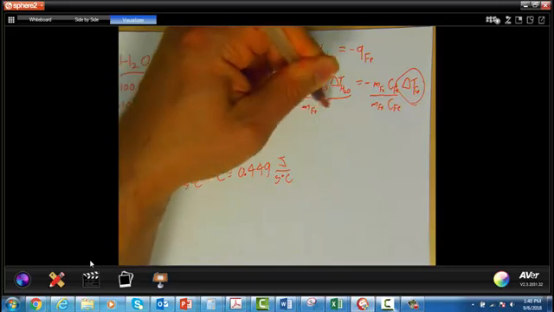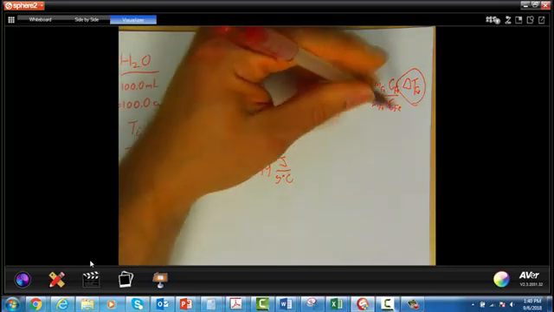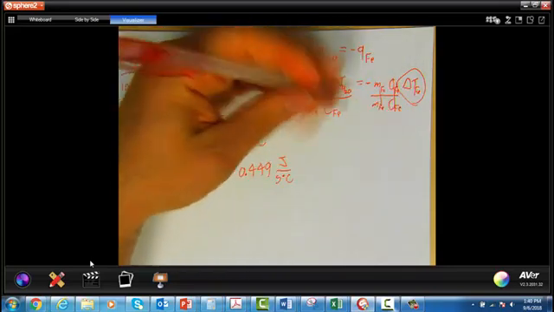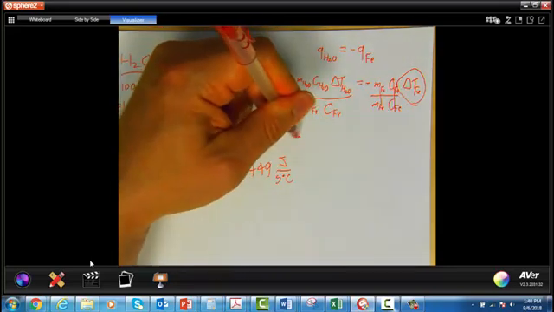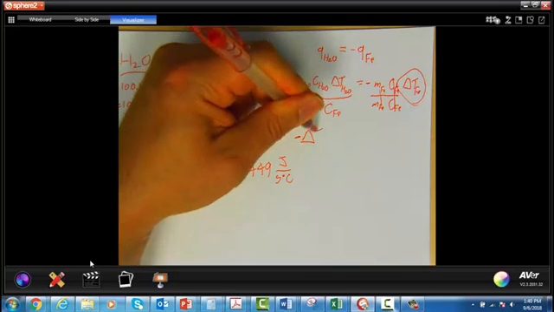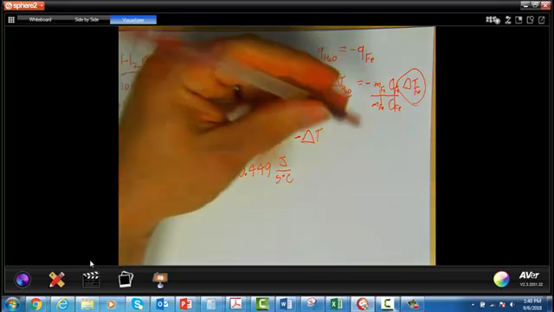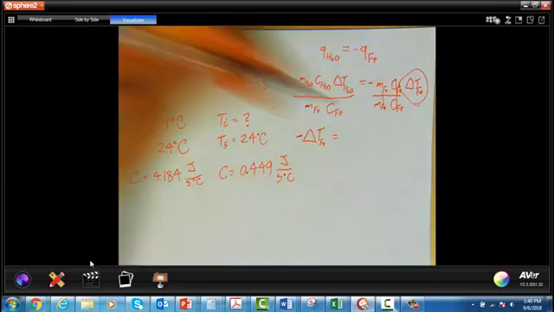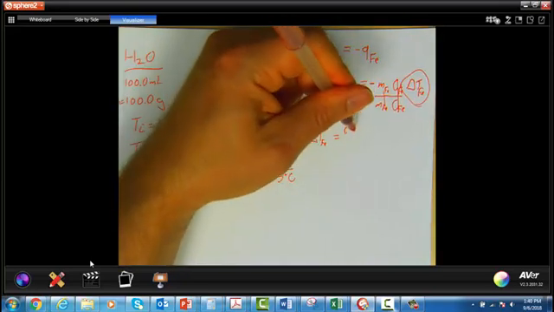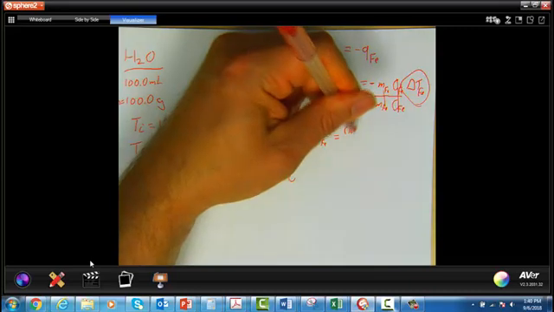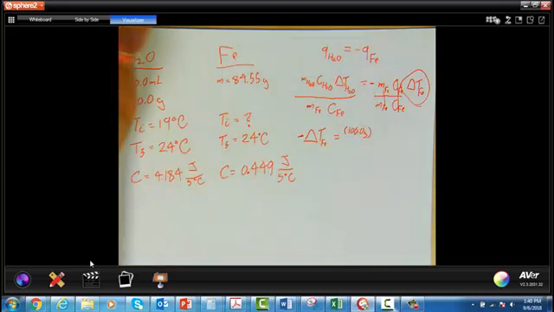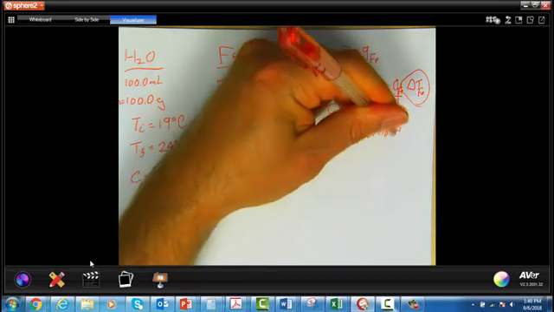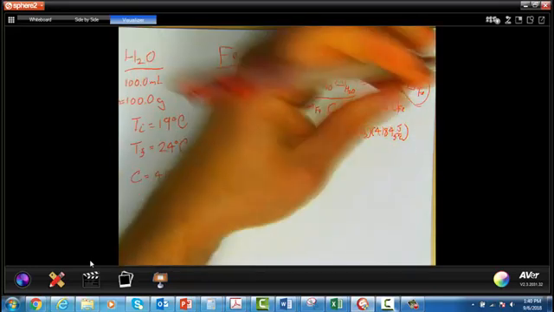Mass of the iron, specific heat of the iron. So these will cancel out. And then I'm going to just switch sides here, so we're writing it like this, starting with our unknown. So negative delta T of the iron is equal to, and then we put in the numbers, we have 100 grams for the water. We have heat capacity of the water, and we have delta T.